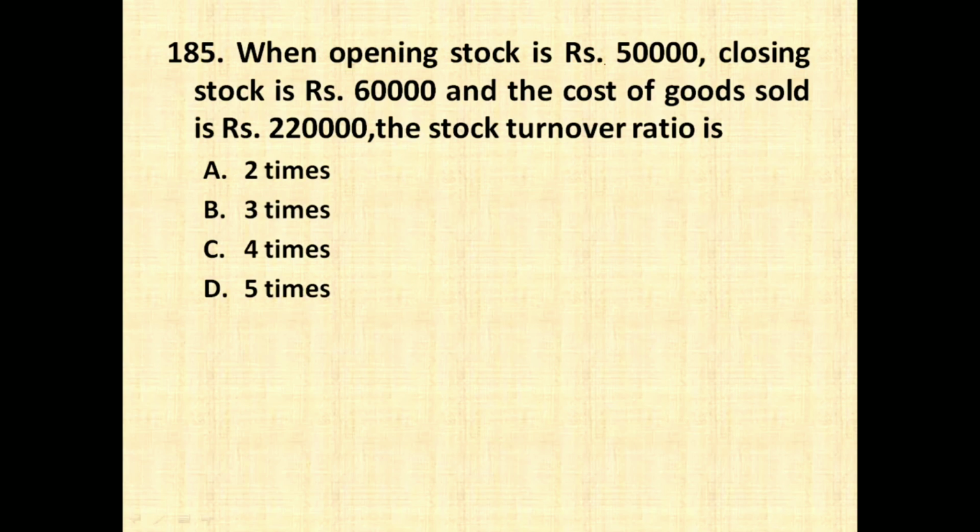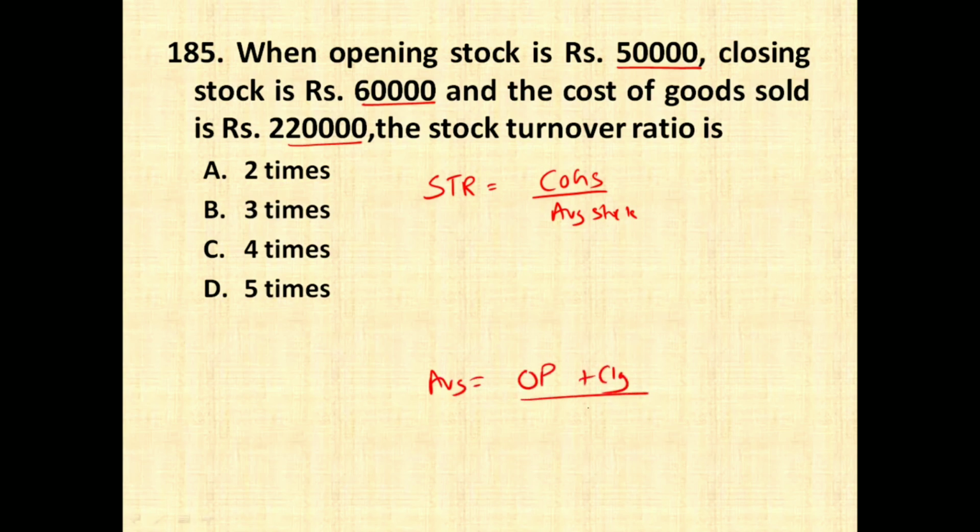When the opening stock is rupees 50,000 and closing stock is rupees 60,000, the cost of goods sold is 2,20,000. Stock turnover ratio will be? So the formula for stock turnover ratio is cost of goods sold divided by average stock. How do you compute average stock? Average stock is nothing but opening stock plus closing stock divided by 2.